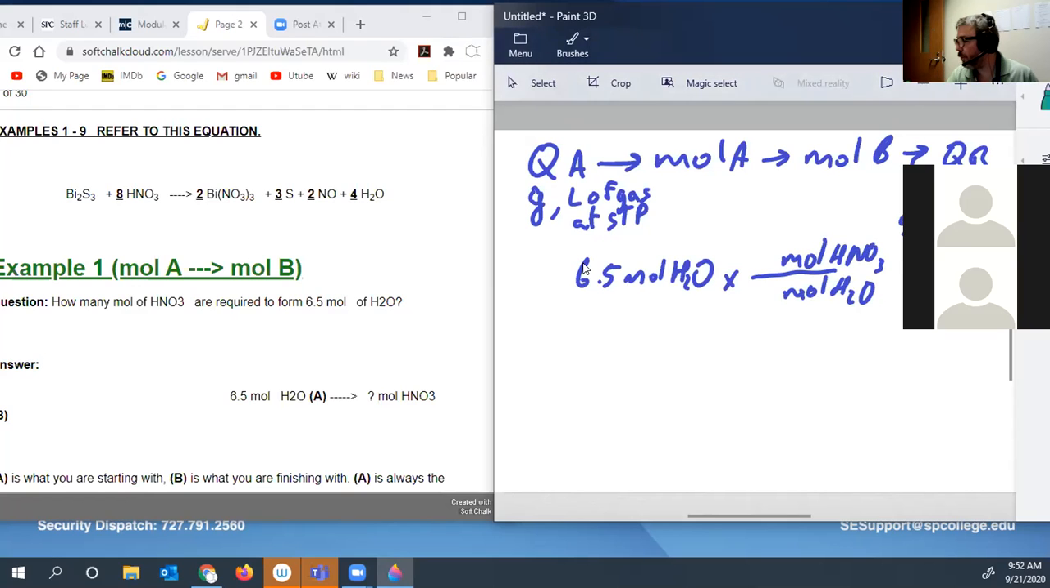The relationship between moles of water and moles of HNO3 is always going to be from the reaction. So you can see it's going to be 4 moles of water and 8 moles of HNO3. So that's how we know that that would be 13 moles of HNO3.